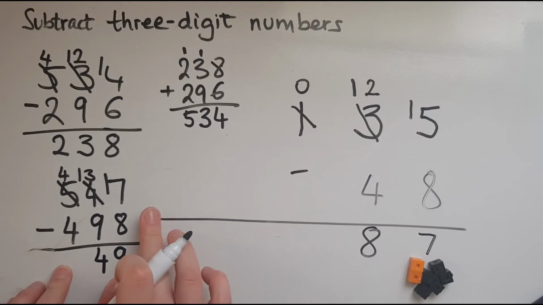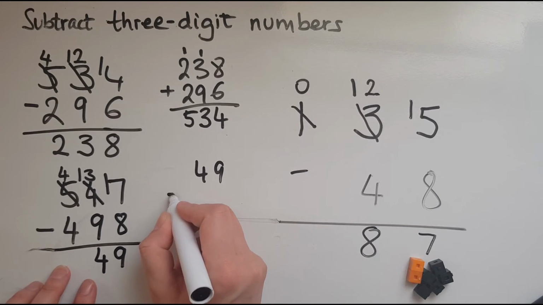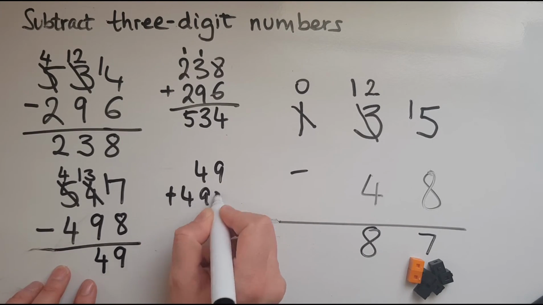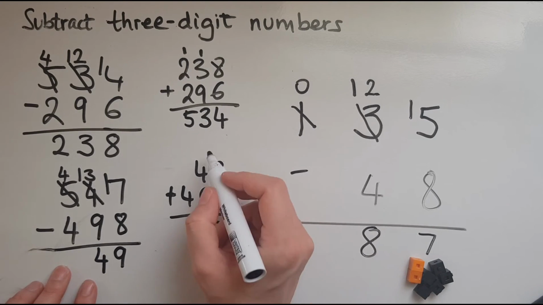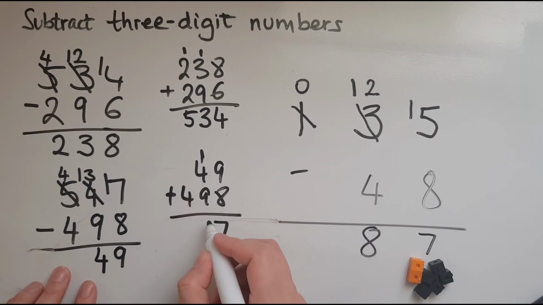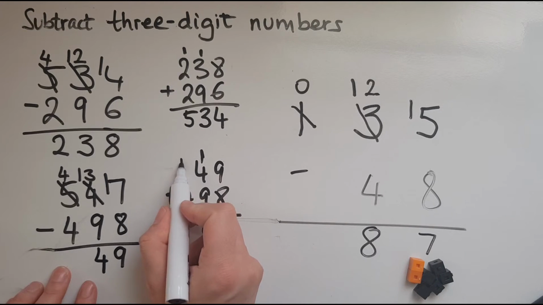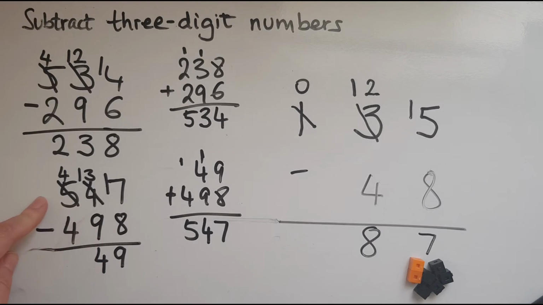Let's check that we've got it right. So we'll add 49 and 498. 9 and 8 is 17. 1 carried over. 9 and 1 is 10, and the 4 is 14. We'll carry 1 over. 4 and 1 is 5. 547. That was what we had to begin with. This method that I have shared, we call the column method.